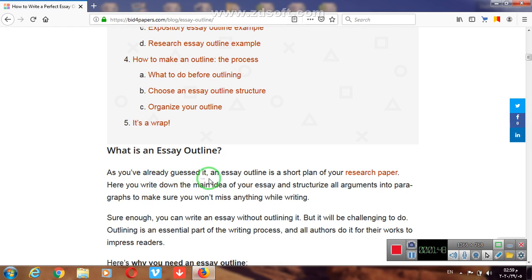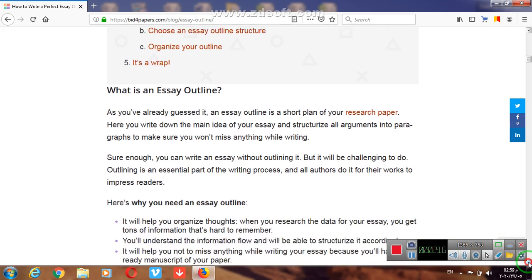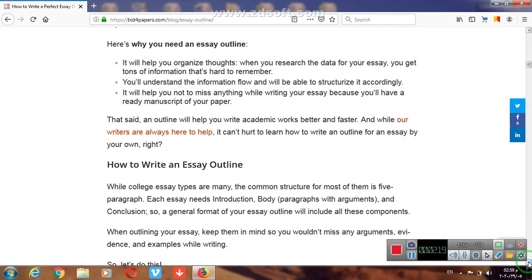As you have already guessed, an essay outline is a short plan for your research paper. Here you write down the main idea of your essay and structurize all arguments into paragraphs to make sure you won't miss anything while writing. Sure enough, you can write an essay without outlining it, but it will be challenging to do. Outlining is an essential part of the writing process, and all authors do it for their works to impress readers. So writing an outline helps you to write your essay later.